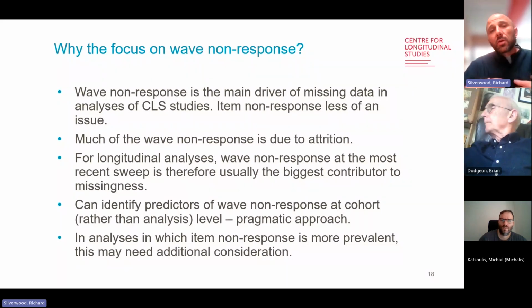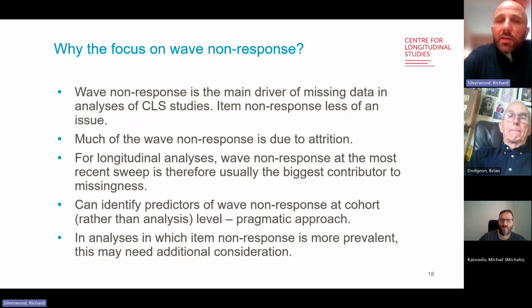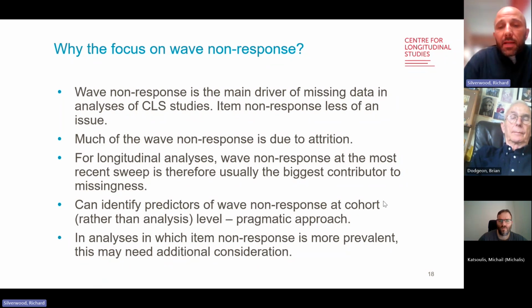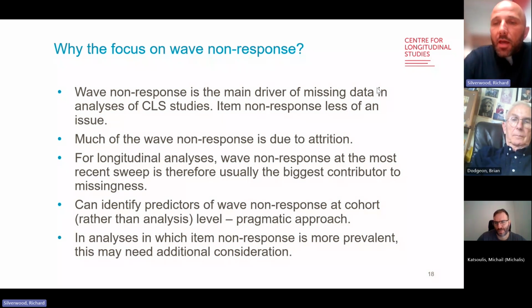Item non-response, so when a cohort member does respond to a wave of data collection but just doesn't respond to a certain question, is less of an issue. Therefore, that's why we focus on identifying the factors that are associated with non-response at the wave level. This is also a pragmatic decision because it allows us to do this in a way that's very general and not attached to any specific individual analysis. So we can do this at the cohort level, and these are exactly the analyses that we've been conducting and that Michaelis is going to present in a minute.